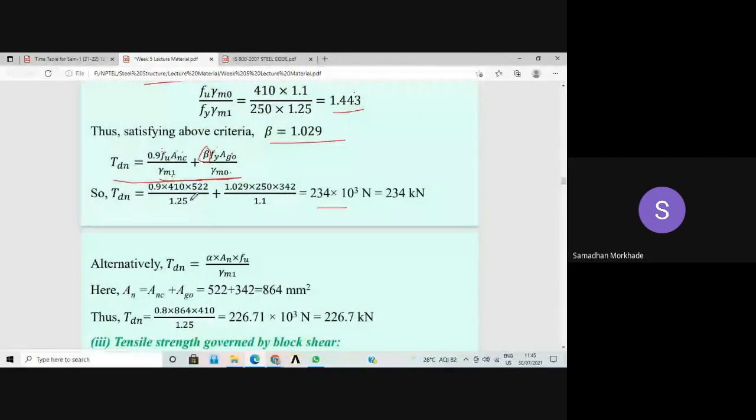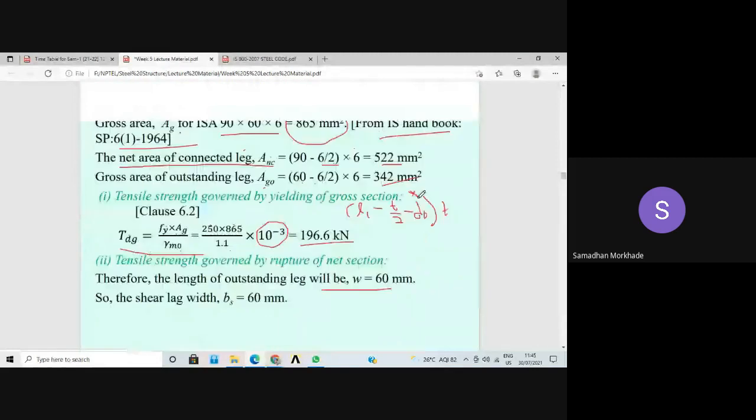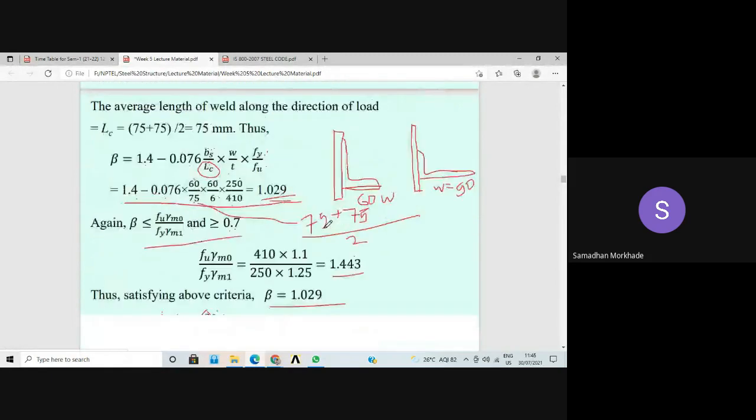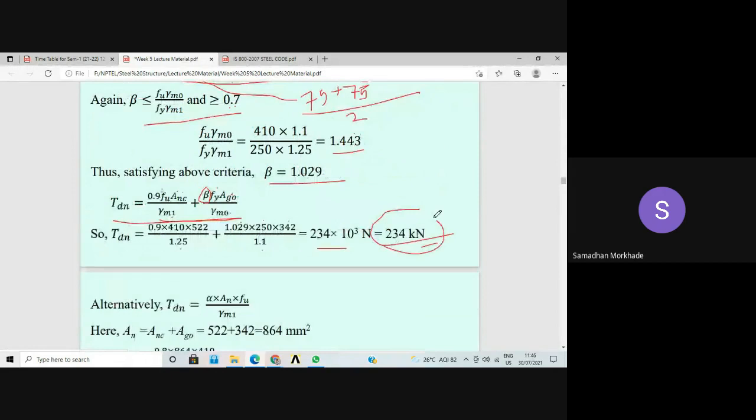Now TDN is equal to 0.9 into FU 410 into ANC 522 divided by 1.25, plus 1.029, this is the beta, into FY 250 into AG naught 342 divided by 1.1, so it comes out to be 234 kilonewton TDN. Now we have calculated TDG, this is the first criteria, and TDN 234 is the second criteria. Now the remaining one is block shear.